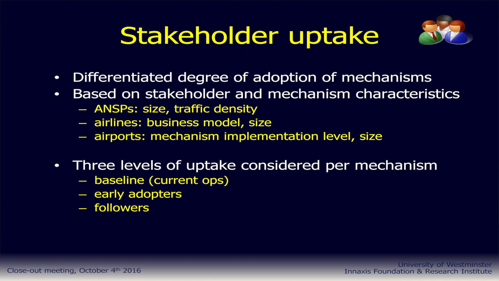We have three levels in the model of uptake. So we start off with the baseline, which is our attempt at modelling the current operational level of uptake of the four mechanisms which we investigated. Then we look at uptake by what we've called the early adopters, where we think it makes most sense for who's going to invest next in the four mechanisms, and then the followers, what would come on in some years after that in the next phase. And we can compare the results of the simulations based on these uptake levels. Each uptake level includes the two or three previous ones.